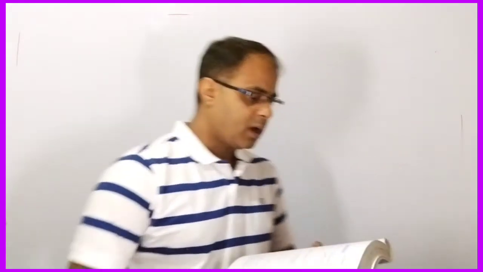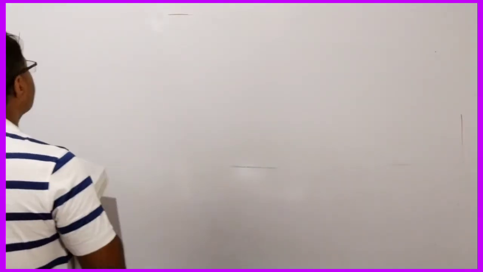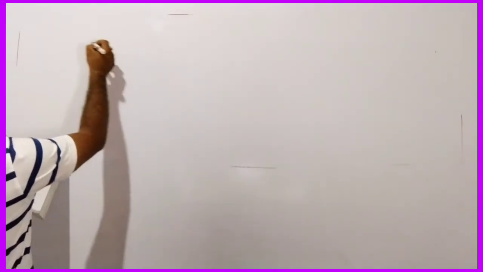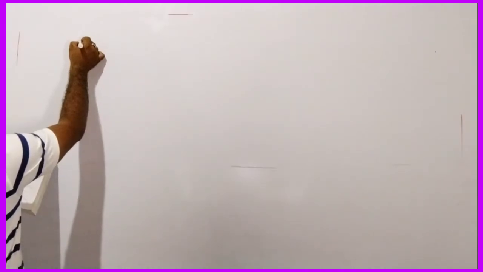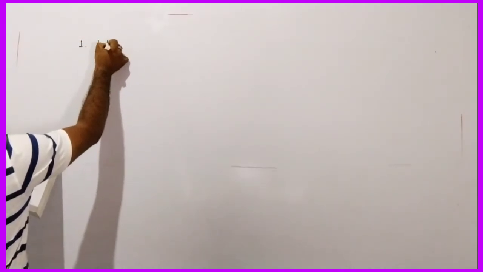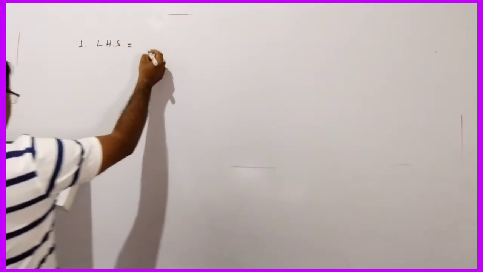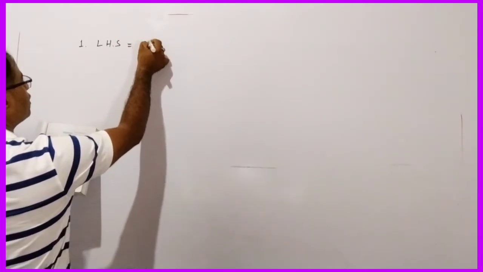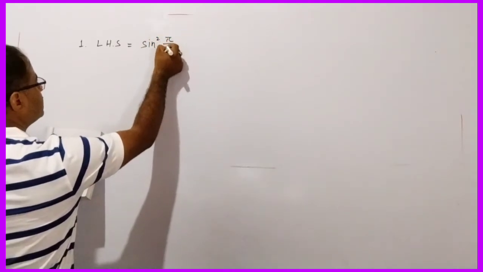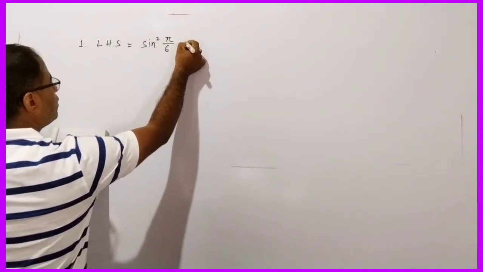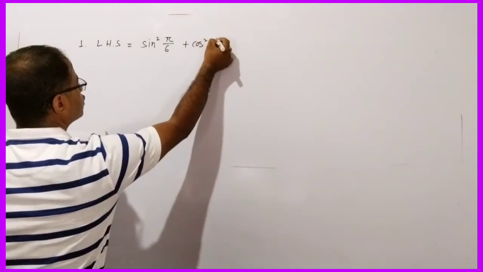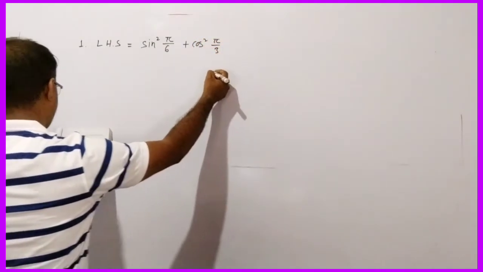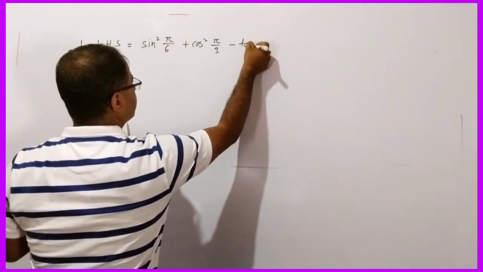that sine square pi by 6 plus cos square pi by 3 minus tan square pi by 4 is minus half. So it is a very simple question. Number 1, exercise 3.3, number 1, the left hand side, what we have given: sine square pi by 6 plus cos square pi by 3 minus tan square pi by 4.